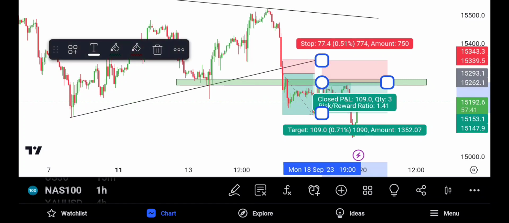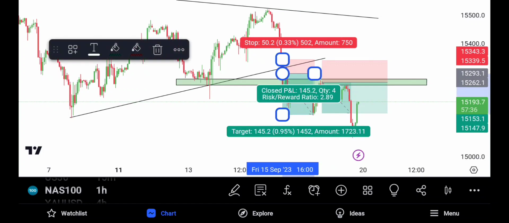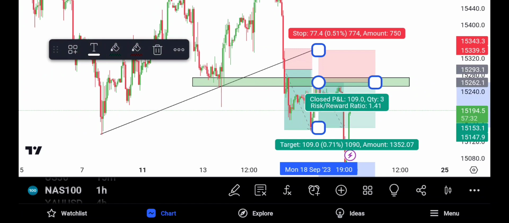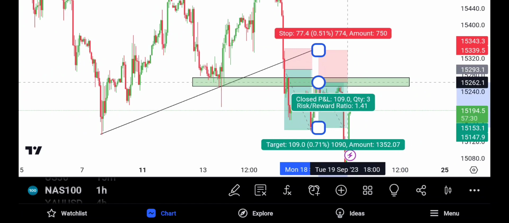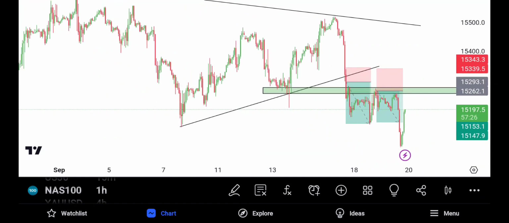So this could have been a 1:1, and then this one could have been your, let's say, 1:3 trade, right? So this is how you scale in, and this is how you use the high and low strategy, right? It's basically just you trading the highs and the lows and the highs and the lows.